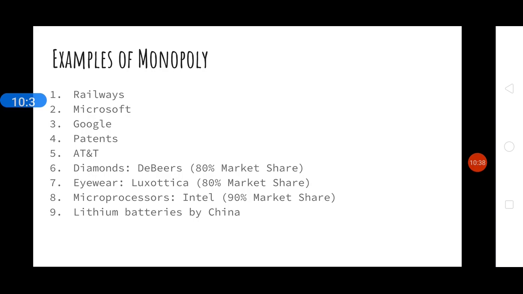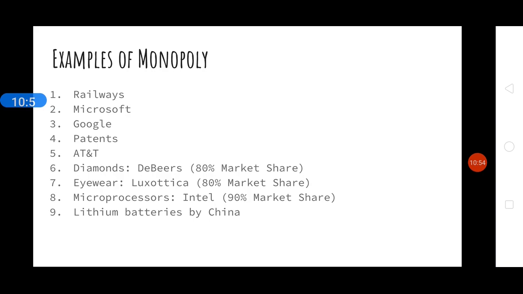Next example is Microsoft. We all know about Microsoft. It's a computer and software manufacturing company. It holds more than 75% market share and is the market leader and virtual monopolist in the technical space.